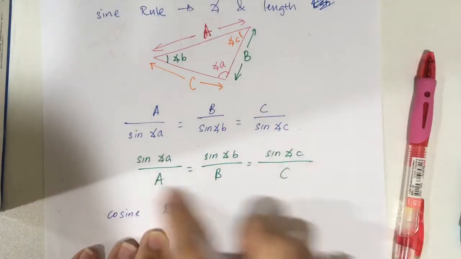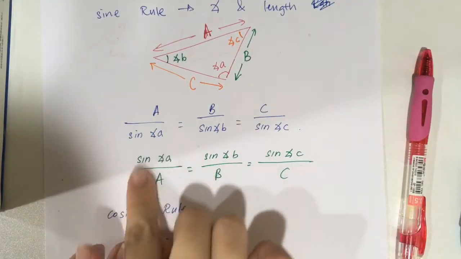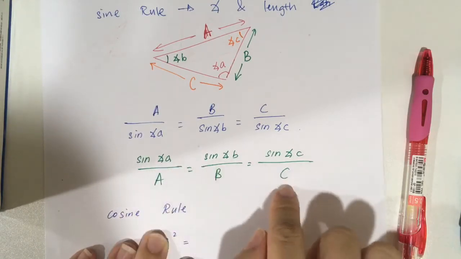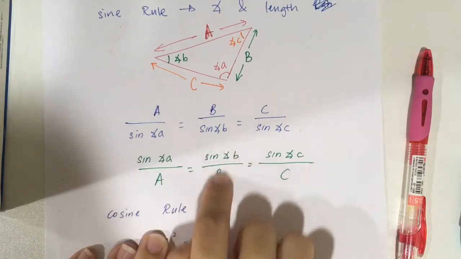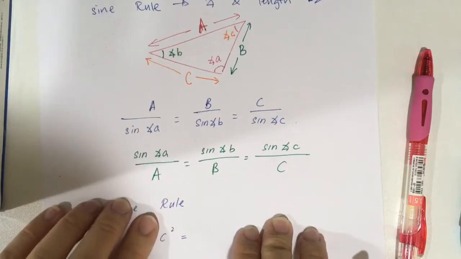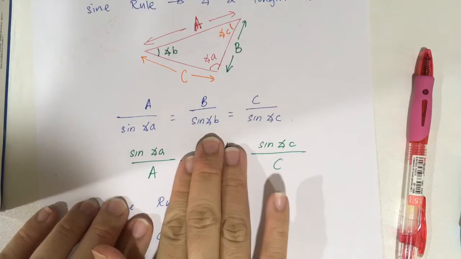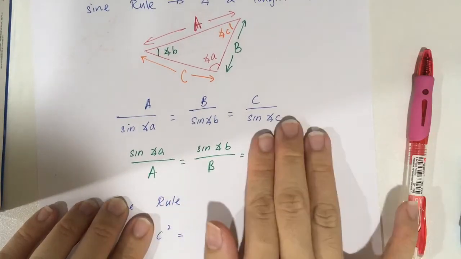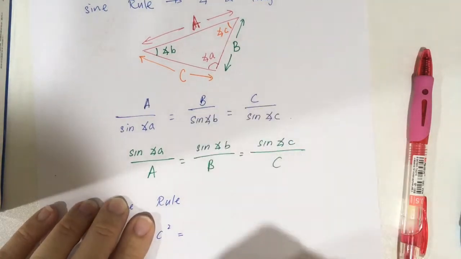Same thing goes for this. If this has incomplete info and you are interested to only find C, then this one has complete info, cover away this. Same thing, not interested in B, cover B. Not interested in C, cover C. So you just apply the formula.